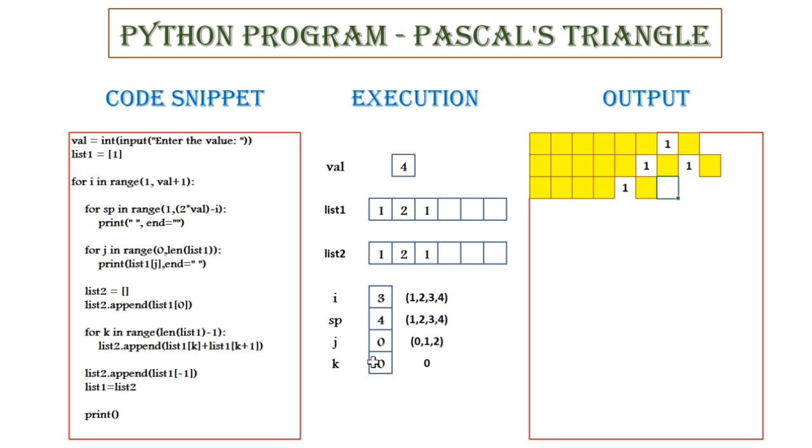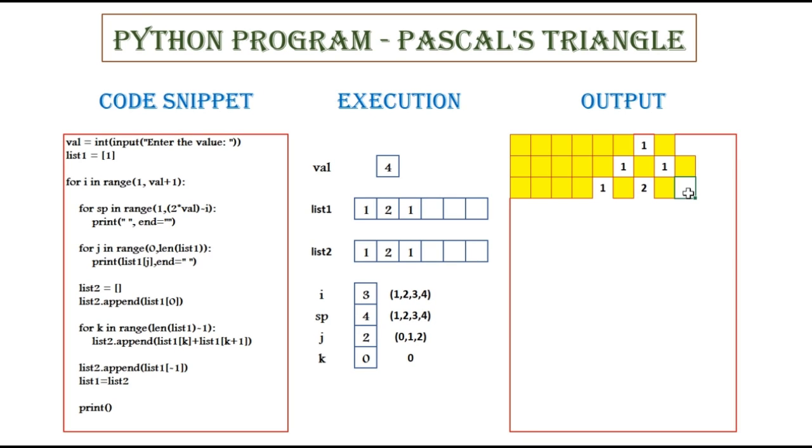Next, the value of j is going to be 1. So I'm going to print list 1 of 1. So list 1 of 1 is 2. So I'm going to print 2 here, followed by a blank space. Next, the value of j is going to be 2. So list 1 of 2 is 1. So I'm going to print 1 here, followed by a blank space. The control then comes out of this nested for loop and then it goes to the next line.